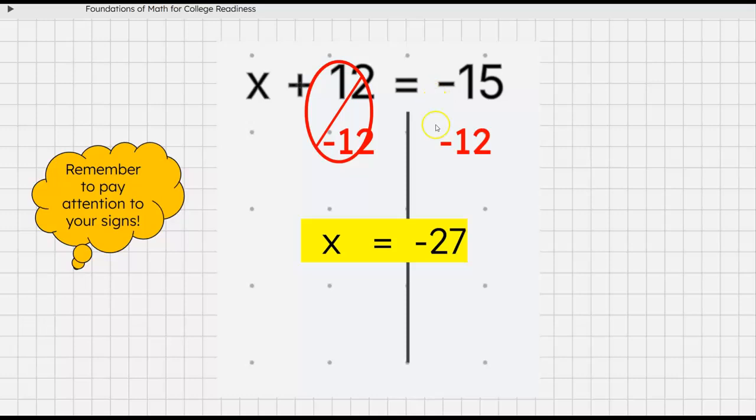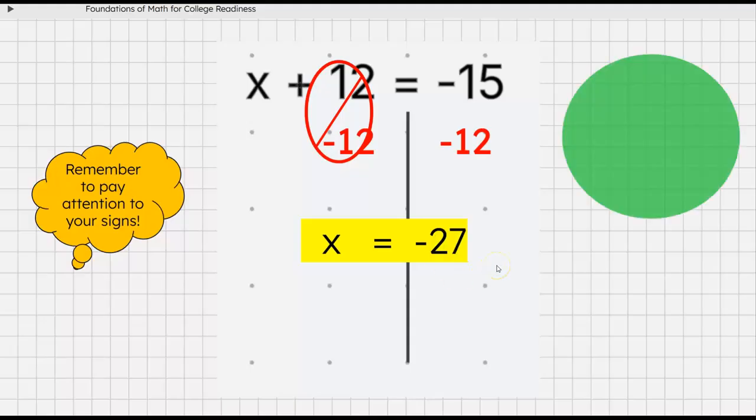Remember to pay attention to those signs. Negative plus a negative. That's like you borrowed $15 and you borrowed another $12 and you owe them a total of $27, right? So make sure we check our answer. Our original equation was x plus 12 equals negative 15. So substituting our solution of negative 27 in for the x, negative 27 plus 12 actually is negative 15, and that's equal to negative 15, so we are correct.